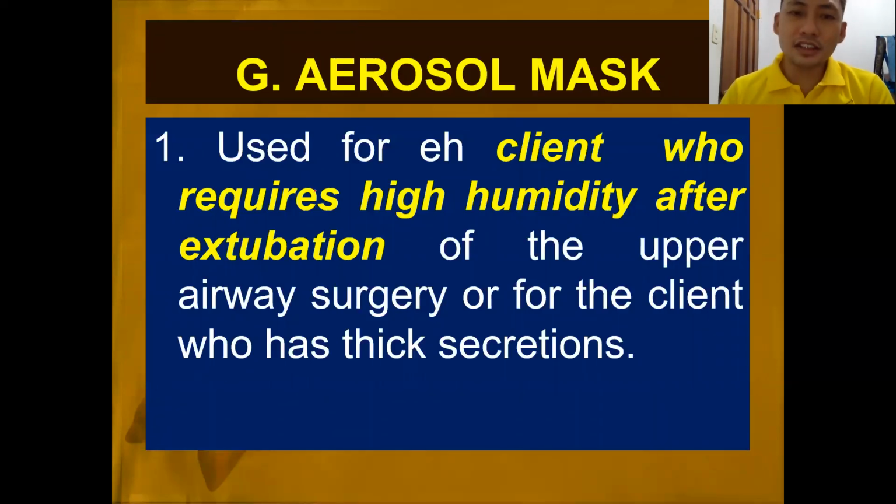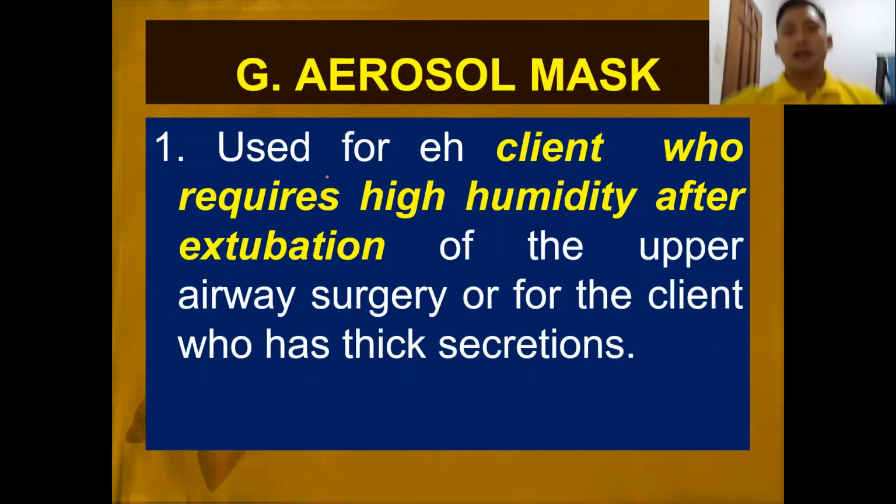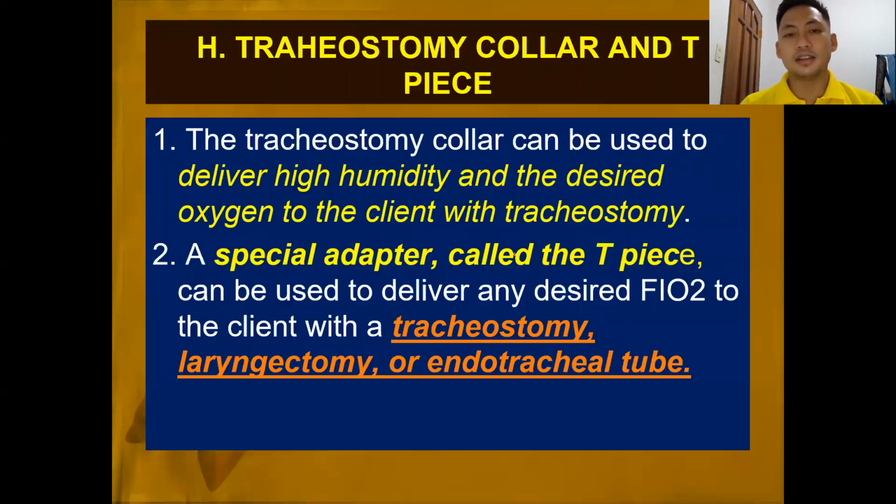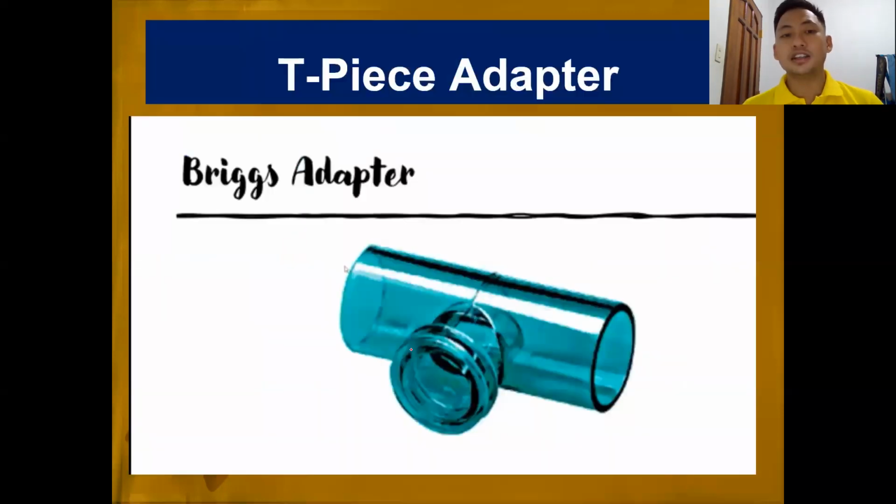So aerosol mask is used for clients who require high humidity after extubation or upper airway surgery, or clients who have thick secretions. Ayan, yung pinakita kanina, malaki ang butas dyan. Tracheostomy collar or T-piece can be used to deliver high humidity at the desired oxygen to a client with tracheostomy. A special adapter called a T-piece can be used to deliver any desired FiO2 to the client with tracheostomy, laryngectomy, or endotracheal tube. So this is a Briggs adapter or a T-piece adapter.